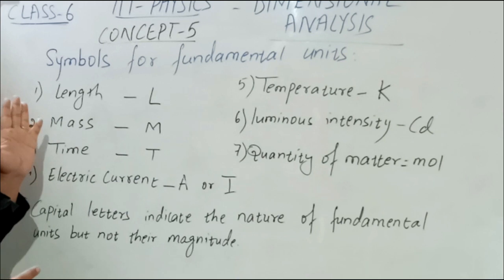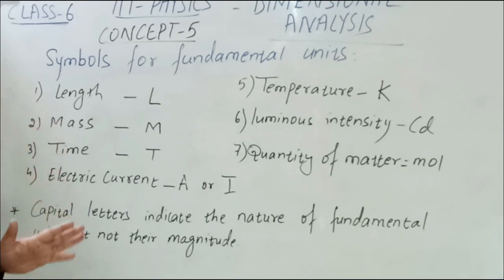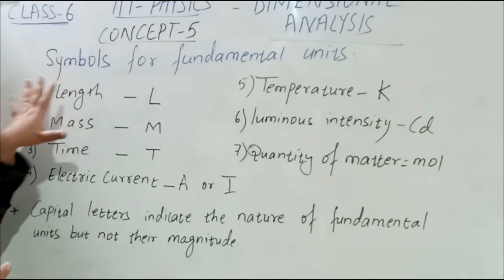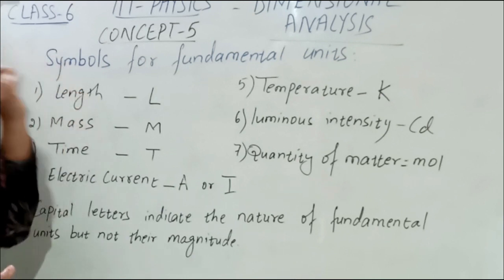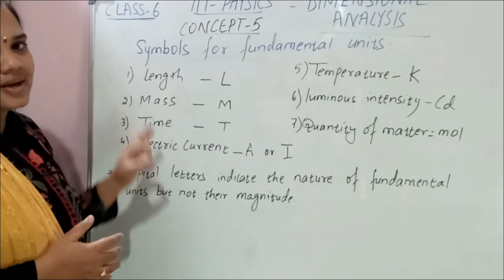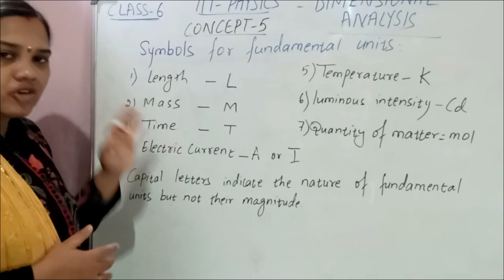Here the capital letters indicate the nature of the quantity, not its magnitude. L means length, M means mass, T means time. Remember children, these are not the SI units. SI units you already read. These are the symbols which you will use while writing the dimensional formula.